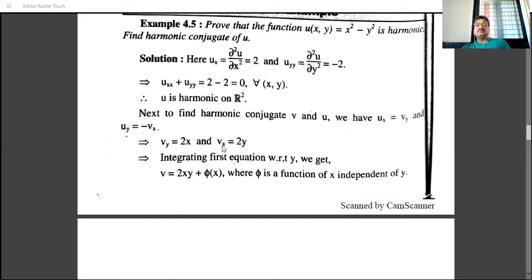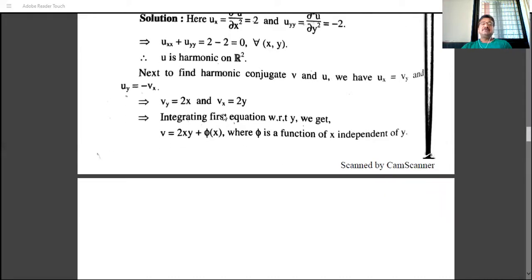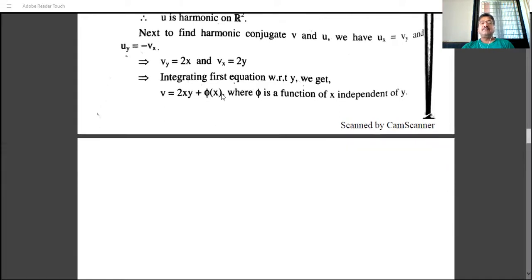So we have v_y is equal to 2x and v_x is equal to 2y, and we have to find v from these two equations. From the first equation we integrate with respect to y. Integration with respect to y cancels the derivative with respect to y, so v is equal to the integral of 2x, which is constant with respect to y, so it is 2xy plus phi(x). What is phi(x)? Phi(x) is the constant of integration. As integration is with respect to y, x is constant, and therefore the constant of integration may be a function of x. So instead of c, take phi(x) as the constant of integration. So v is equal to 2xy plus phi(x). Now we have to find the value of phi(x) by using the other equation.